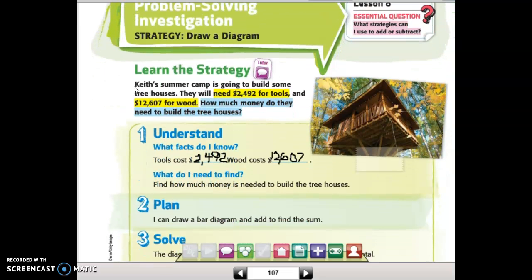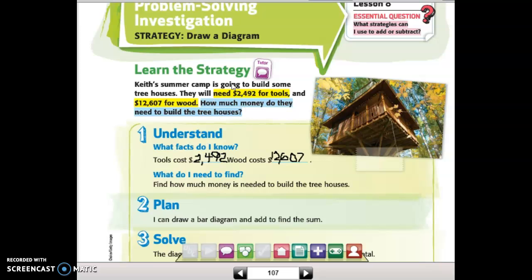So our first question: Keith's summer camp is going to build some tree houses. They will need $2,492 for tools and $12,607 for wood. How much money do they need to build the tree houses? And drawing a diagram can be helpful if we're not sure what kind of operation we need to do in order to solve the problem.